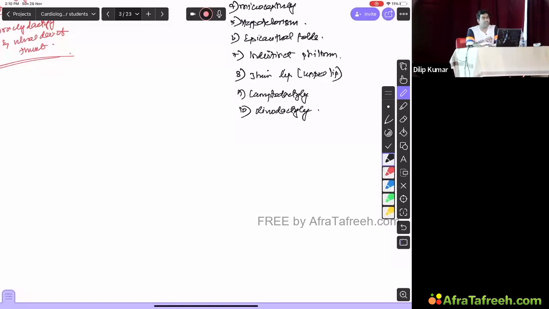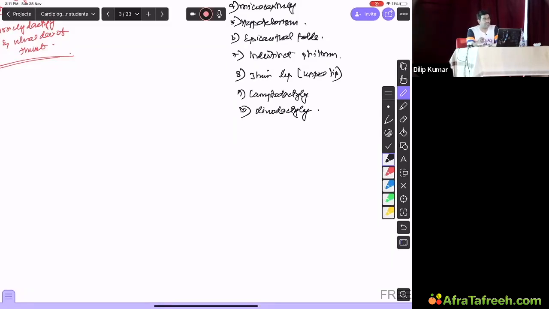So what do you mean by the term syndactyly? Everyone knows. Fused digits is syndactyly. What do you mean by polydactyly? Extra digits is polydactyly. What do you mean by brachydactyly? Short digits is brachydactyly. What do you mean by camptodactyly? Camptodactyly and clinodactyly, the name itself says, it starts with what? C. So curved fingers. Curved fingers is campto and clinodactyly. Fingers will be curved. So now both are curved fingers.